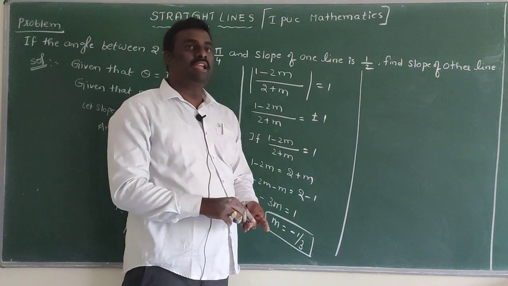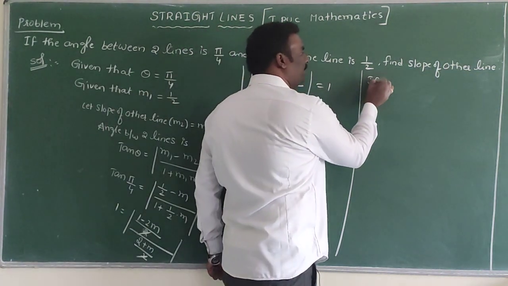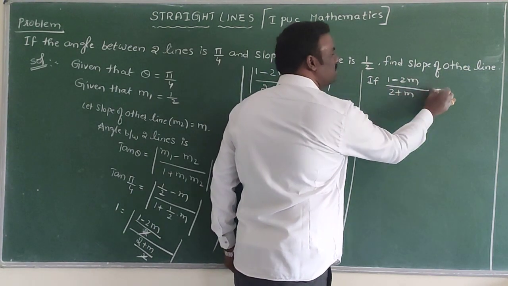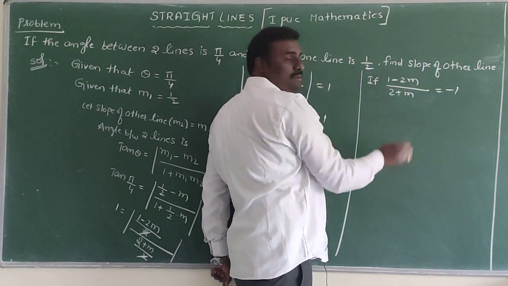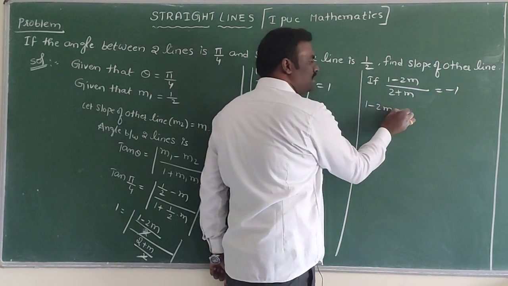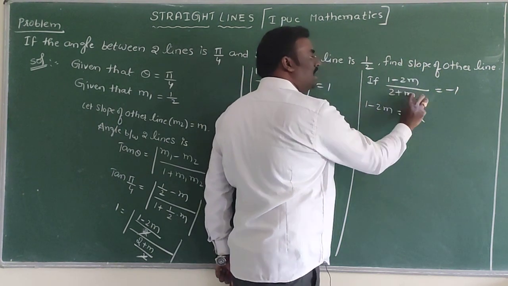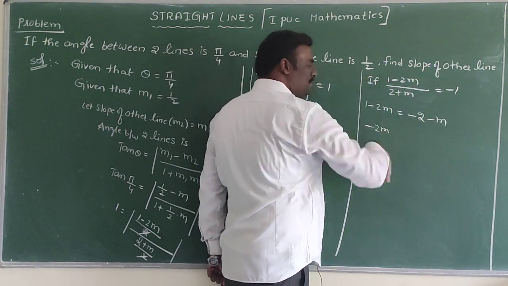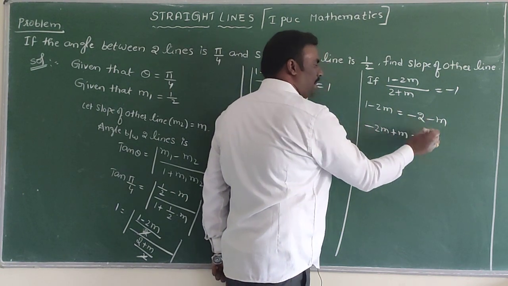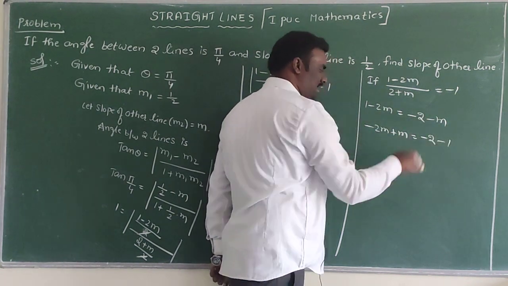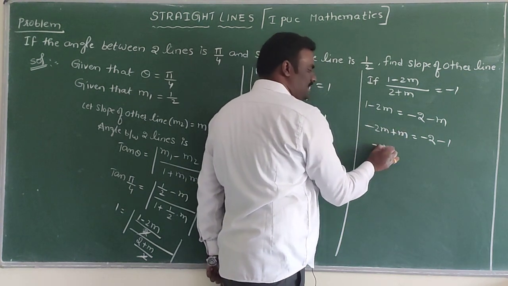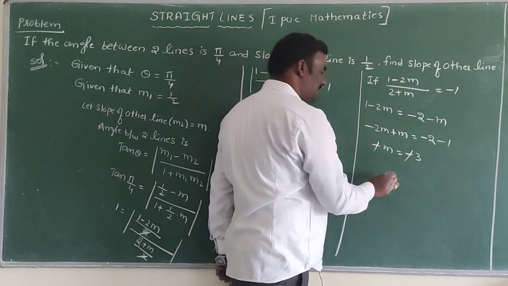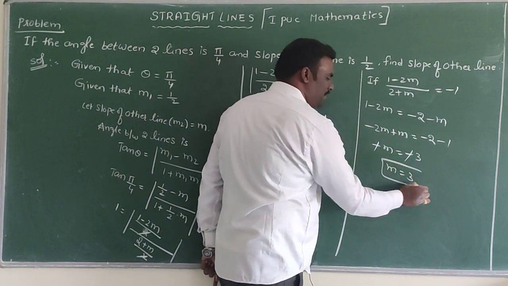Similarly, next you take minus 1. If 1 minus 2m by 2 plus m is equal to minus 1, again cross multiply: 1 minus 2m is equal to 2 into minus 1 minus m. Now minus 2m, and this minus m comes to this side, it becomes plus m; minus 2 and this plus 1 goes to that side as minus 1. Then m minus 2m is minus m, and minus 2 minus 1 is minus 3. Minus minus cancel, then finally we get m equals 3.